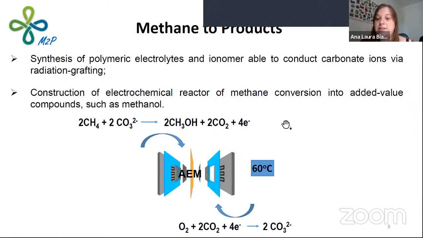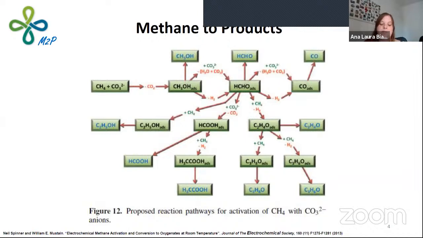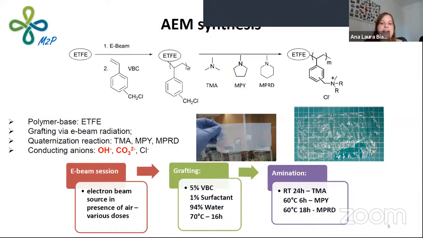Here, as you can see, there are many products that can be generated from the reaction that I showed in the previous slides. So we will not have only methanol. There's the possible formation of countless other products, such as methanoic acid, formaldehyde, CO, among other molecules. This is where the importance of catalysts and selectivity of the reaction comes in, but it's not the focus of our work here. So to synthesize the anion exchange membranes, we use the method of pre-irradiation grafting.